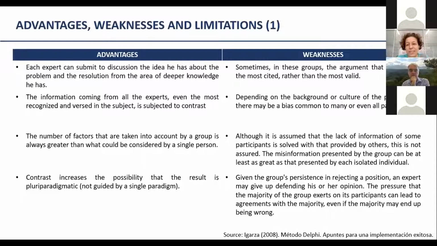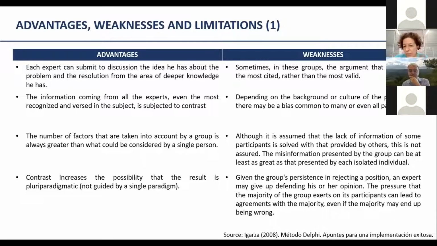The weakness: sometimes in this group, the argument that prevails is the most common one. How? People give their answers, and the expert may see what the other people answered and change their opinion. So it can become one-sided. Say 20 people say one thing and 80 people say another. Maybe those 20, seeing what the 80 answered, change their opinion. So now it is 10 and 90, like a bias.